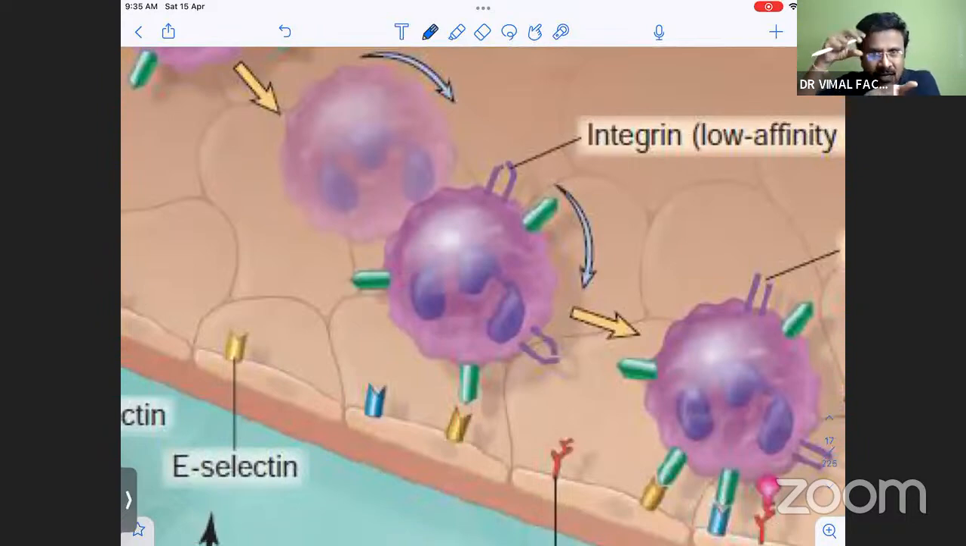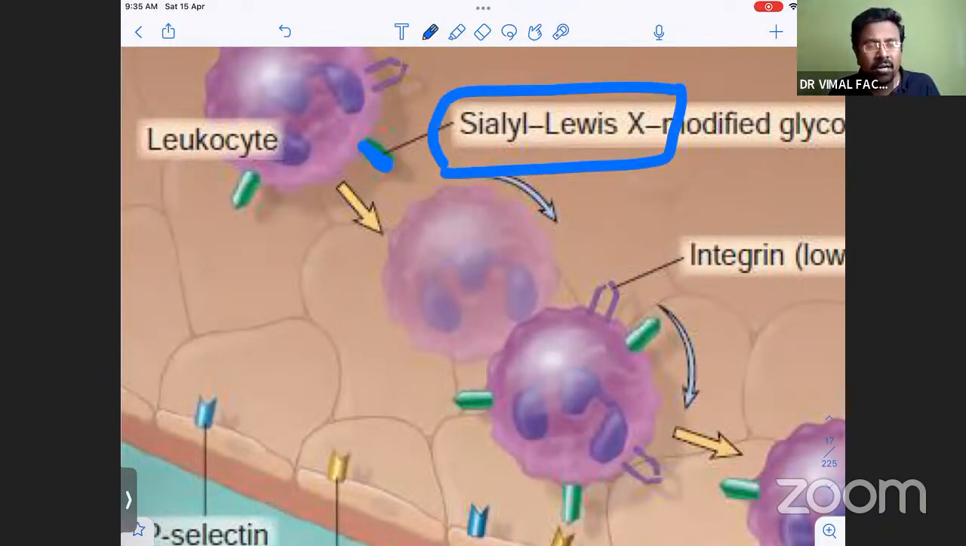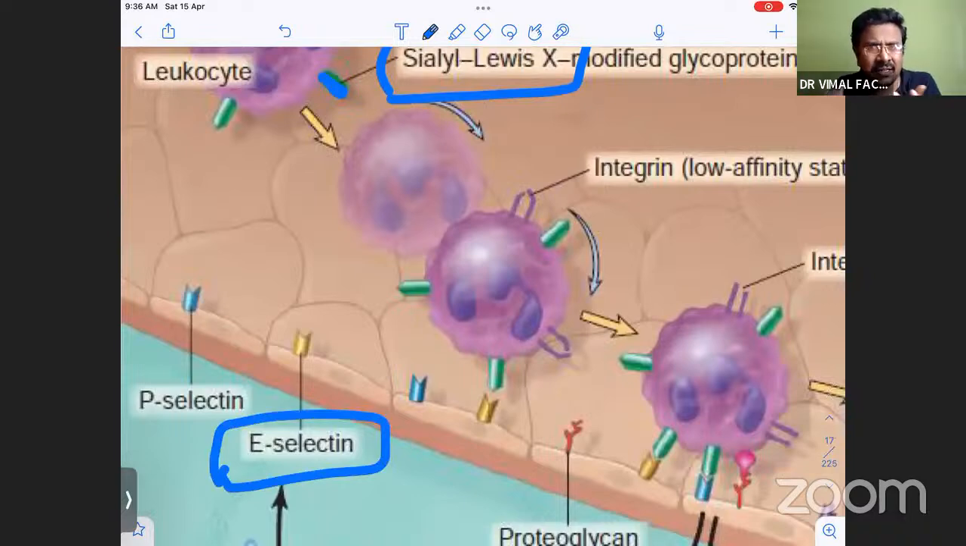There is a connection between the WBC and the endothelium. The WBC has a protein called sialyl-Lewis, and the endothelium expresses E-selectin. So there is a touch between the E-selectin and the sialyl-Lewis molecule. This interaction, sialyl-Lewis on the WBC and E-selectin on the endothelium, a transient touch, results in the rolling.